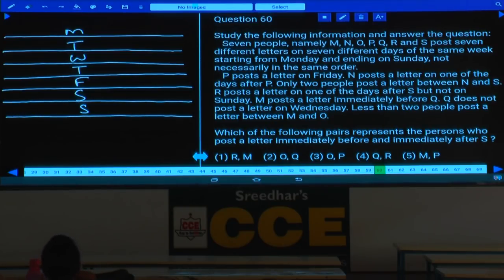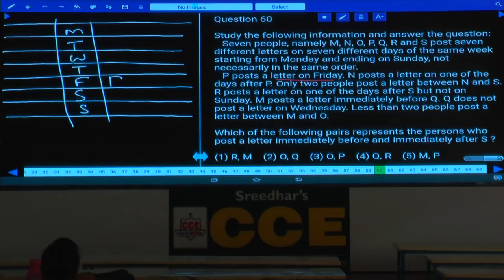Then tell me what is the first condition given in this? P posted a letter on Friday. Now this is definite information given, hence I am fixing this P at this place. N posted a letter on one of the days after P. On one of the days after P means how many possibilities do we have? N can be either on Saturday or on Sunday, isn't it? N can be on Saturday, that is one possibility. If P is here, N on Sunday is the second possibility, isn't it?